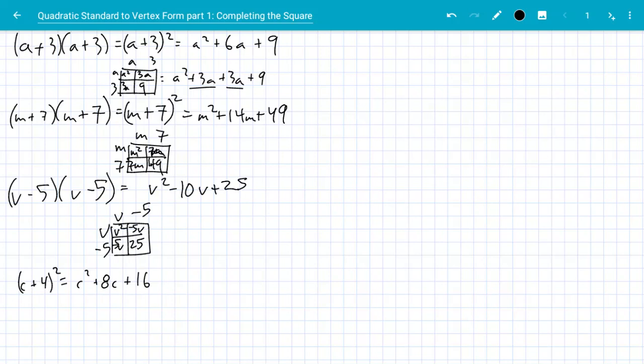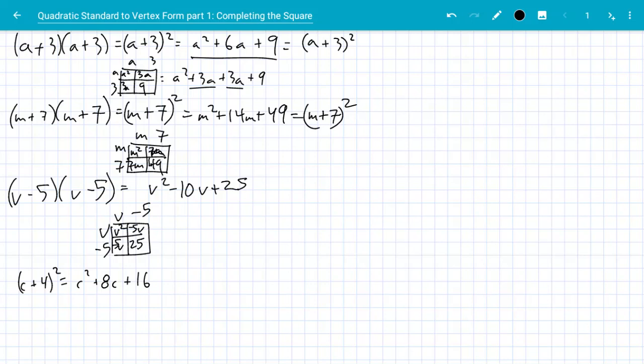All right, now if we went the other way and we started back here at the top, a squared plus 6a plus 9, if I said factor that, that would be a plus 3 times a plus 3, or a plus 3 quantity squared. This, m squared plus 14m plus 49, would be m plus 7 quantity squared.